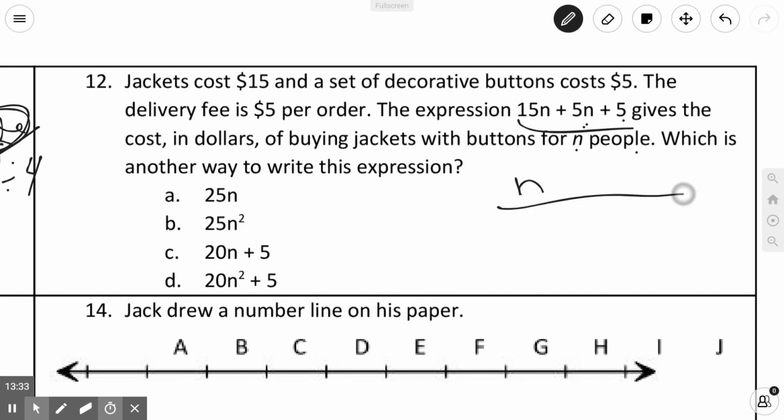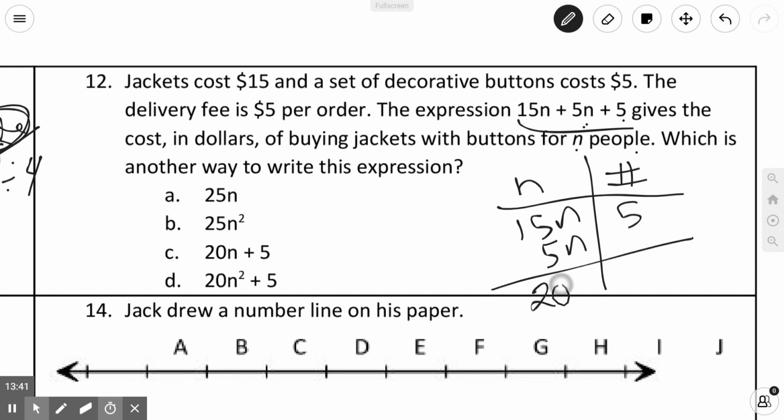So let's set up our T-chart. I've got my N's, I've got my numbers, and I've got 15N, I've got 5N, and I've got 5. So this gives me 20N plus 5. And that's my answer right here.